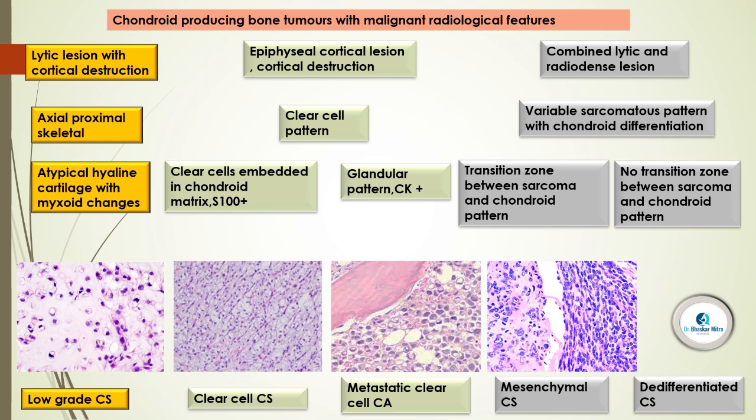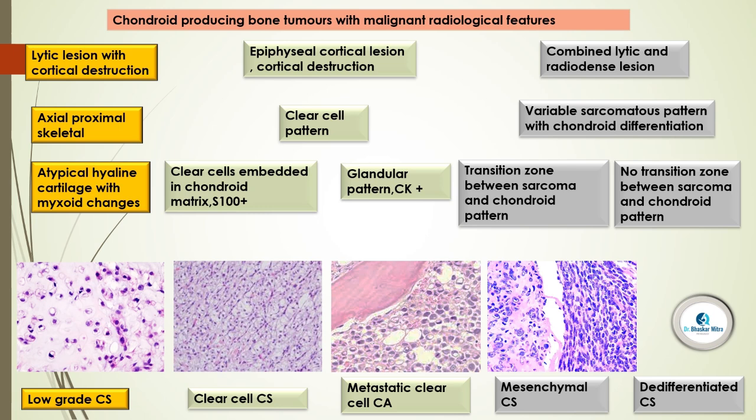If it is a lytic lesion with a cortical destruction and it's an axial proximal skeleton lesion, with the presence of a fair number of atypical hyaline cartilage cells with the myxoid changes, here we can see it looks more like an enchondroma, but with much more cellularity, and the nucleus becomes more prominent, hypercellular, hyperchromatic, and showing cellular atypia. So this is a chondrosarcoma. It is of different grades. Here it is shown as a low grade chondrosarcoma. It may be higher grade.